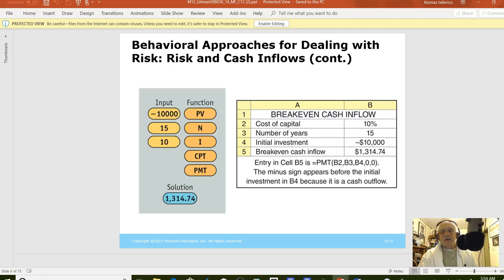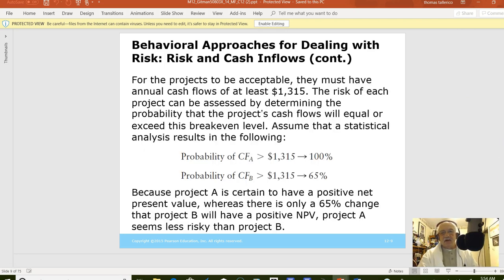All right, so if we go back for a minute, this problem is in your book, and they show you how they go about this. Because project A is certain, right? It's 100%. This one is not, so project A has less risk, all right?